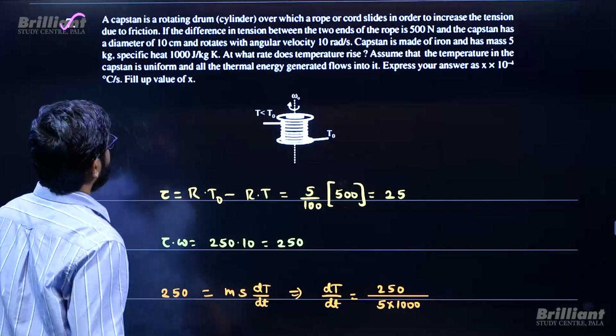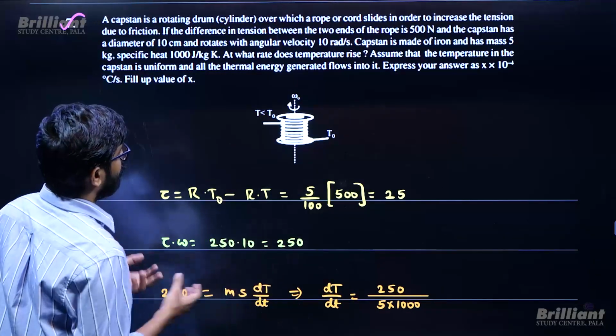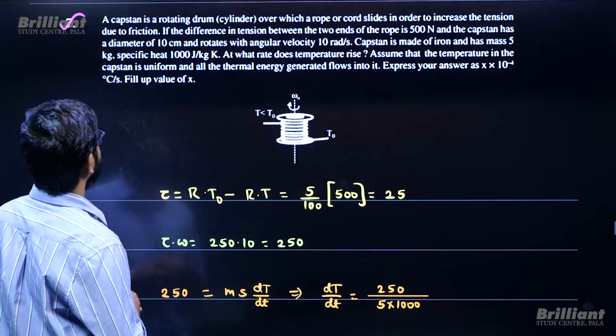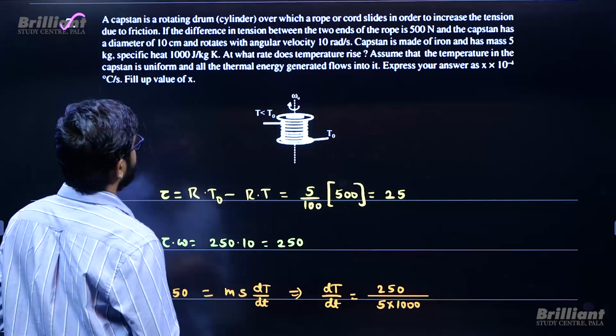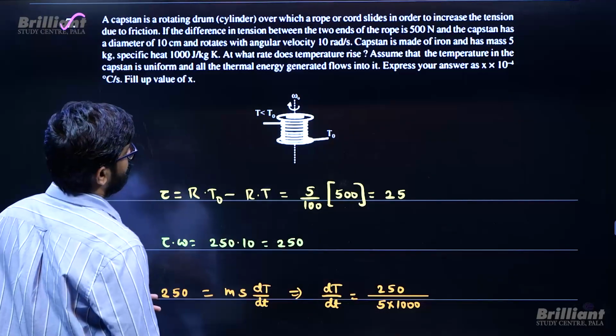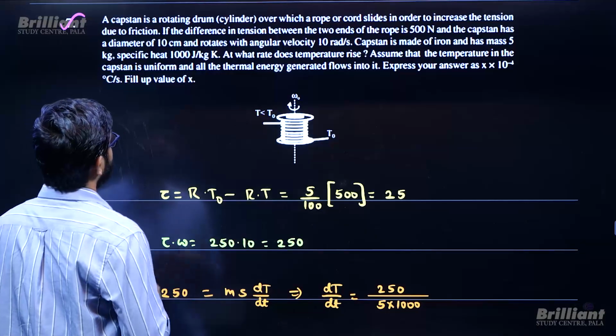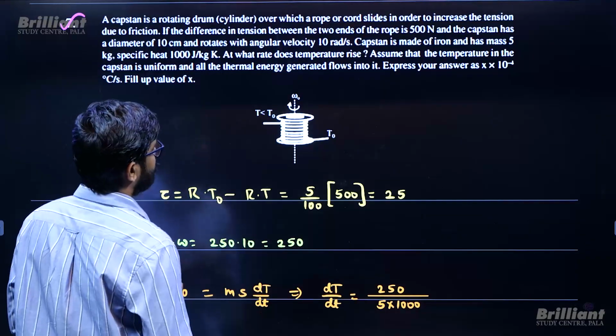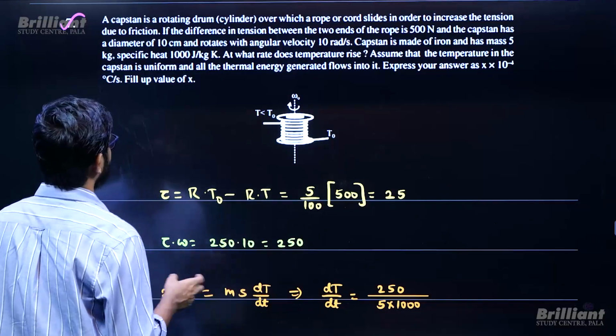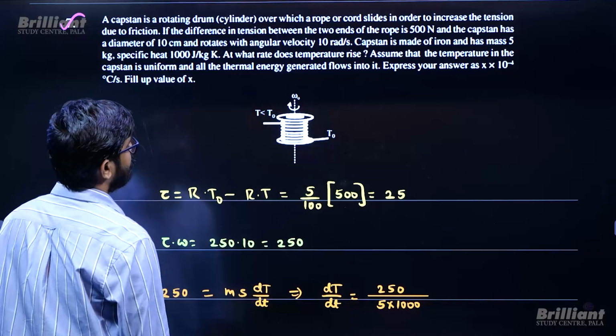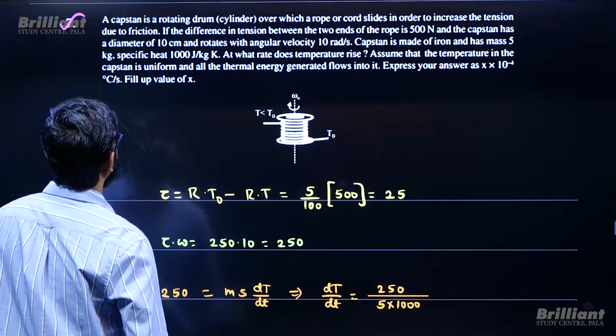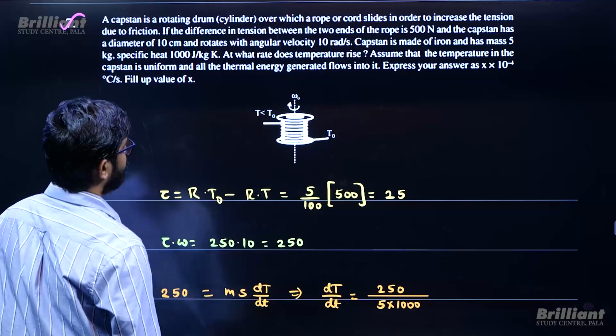A capstan is rotating a drum over which a rope or cord slides in order to increase the tension due to friction. If the difference in the tension between the 2 ends of the rope is 500 Newton and the capstan has a diameter of something and rotates with angular velocity, the capstan is made of iron and has mass and specific heat. At what rate does the temperature rise? Assume that the temperature of the capstan is uniform and all the thermal energy generated flows into it.